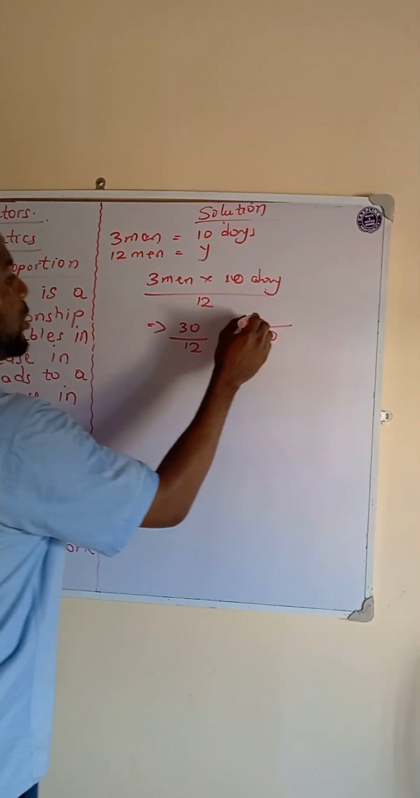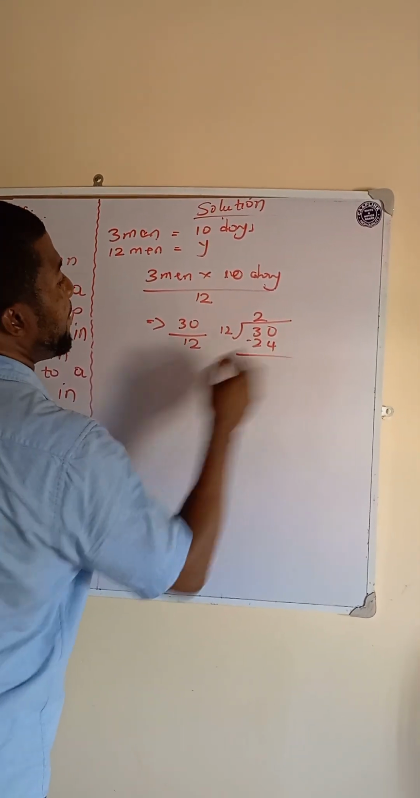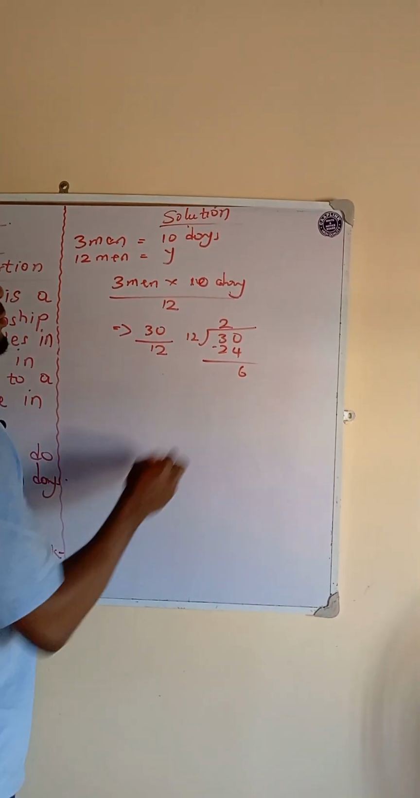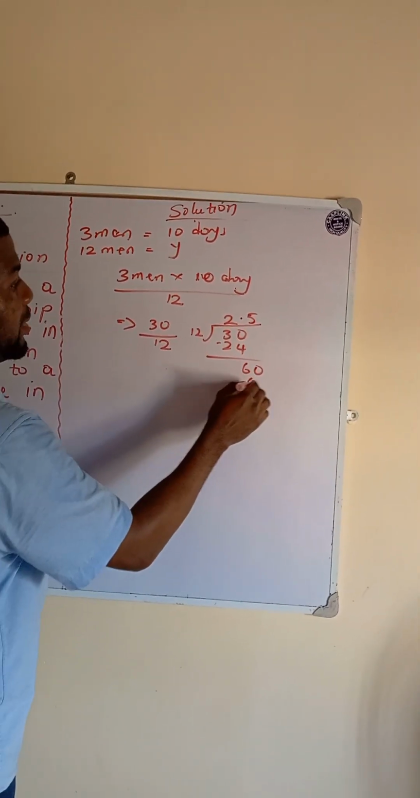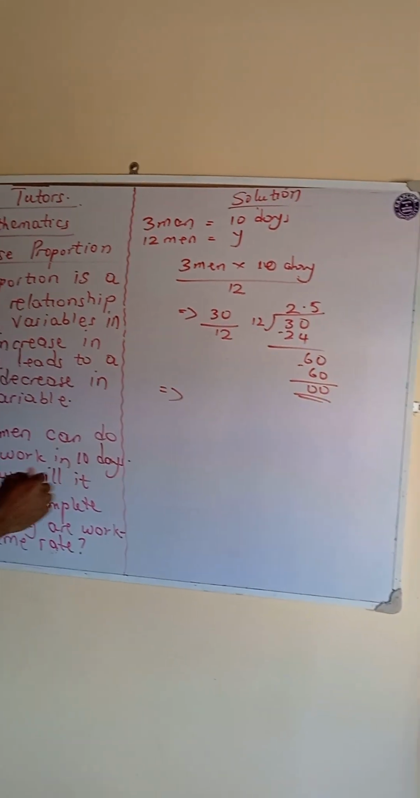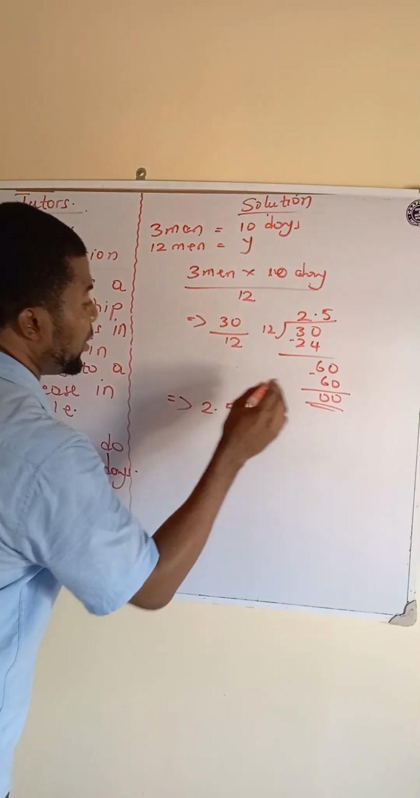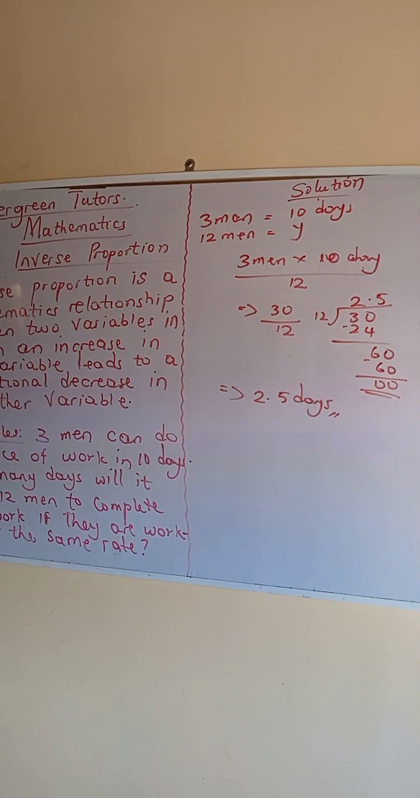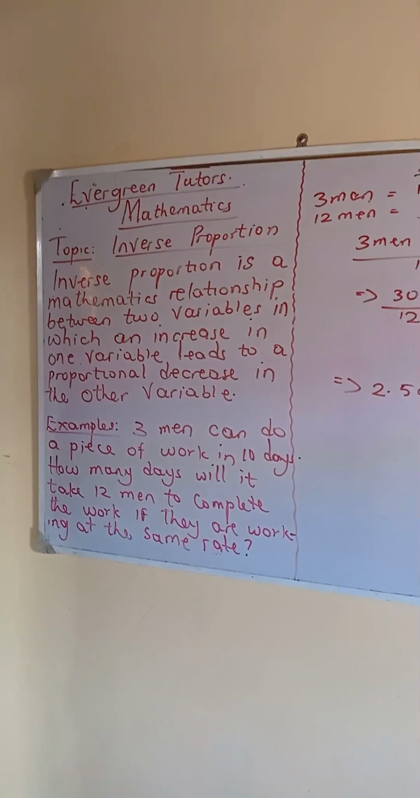All right, now let's see how we can solve this. 30, how many times will 12 go into 30 to give me 2? 2 times 12 is 24. This will give 6. Add a 0. This is 5. And then 60. So it's going to be what? It's going to take 2.5 days. 2.5 days to complete the task. Now this is one example of an inverse proportion.